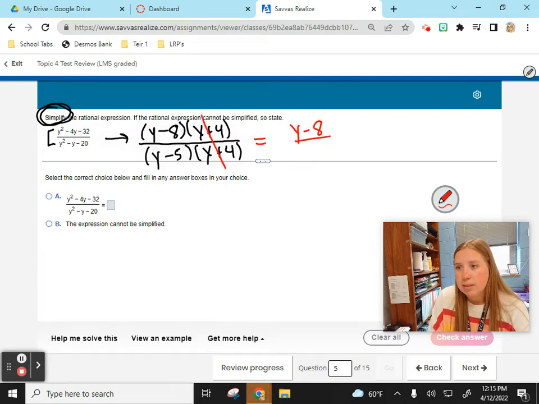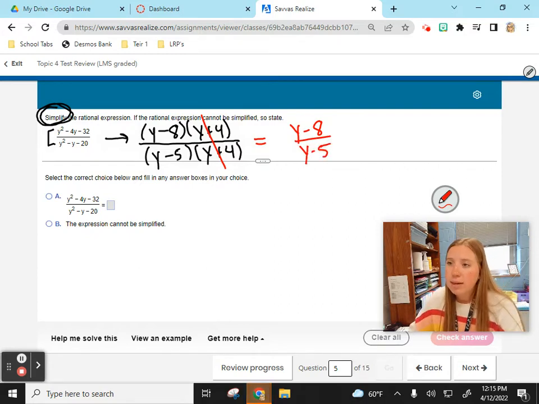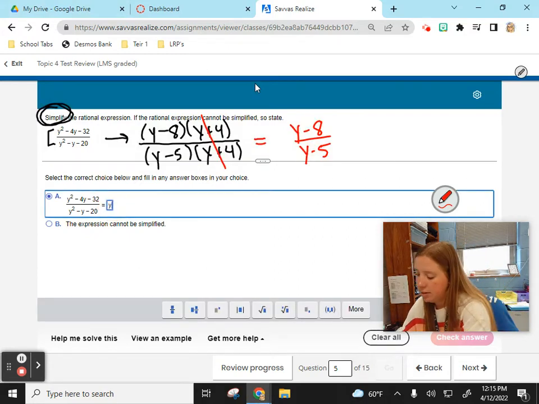And then I notice I have a common factor on the top and the bottom. I can cancel them out. I'm just left with y minus 8 over y minus 5.